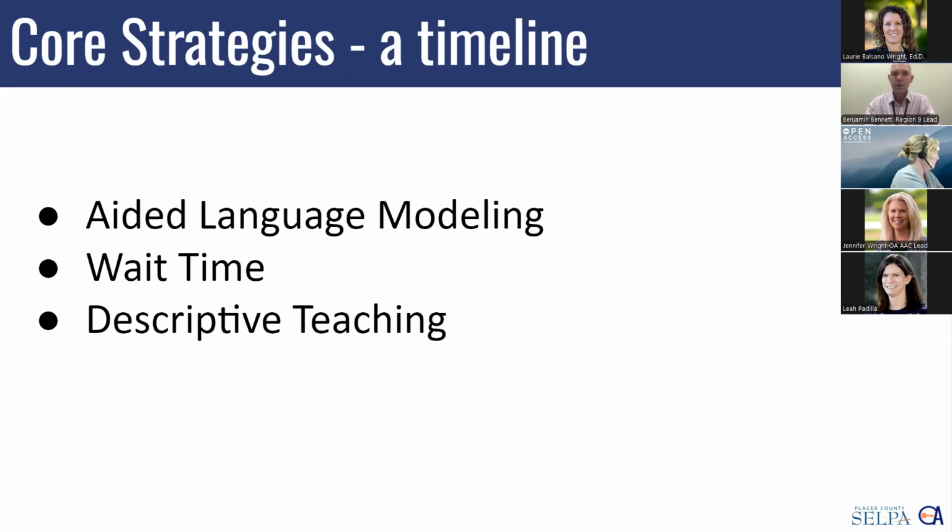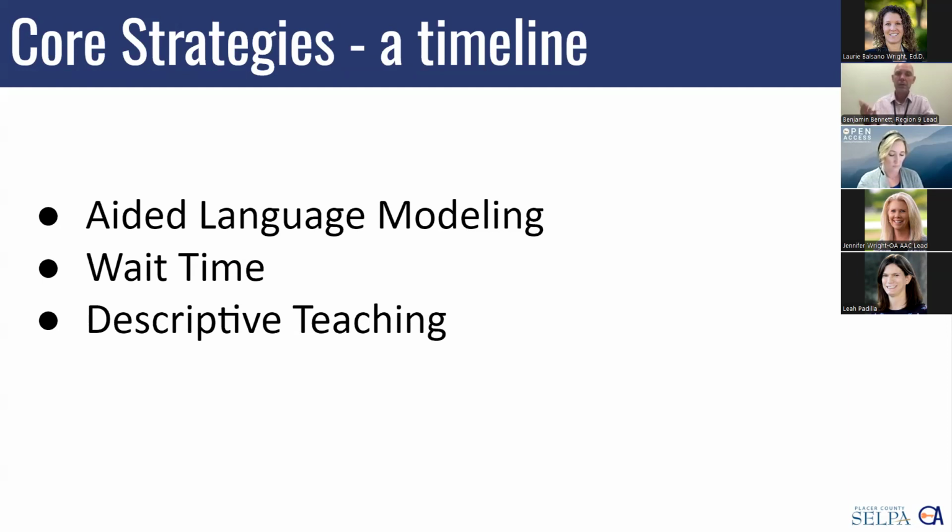So for anyone who's not familiar with any of these, I'll just give a really brief description of what they all are. Aided language modeling is pointing to the symbols as you say the word. I presume most of you are familiar with that. If you're not, then that's basically what it is in a nutshell. Wait time is giving children an extended period for the processing of that information, often up to 10, 30, 60 seconds. It can be really long.